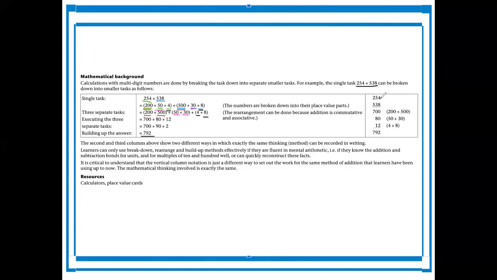So let's just go through this quickly. I'm not too sure if you guys have done long addition like this, the long method of addition. I'm sure you have at some stage, but let's just go through it anyway. So this is the long addition. It's still broken up into the 200 plus 500, the 50 plus 30, and the 4 plus 8. And then when you add those up, you'll get the same answer of 792. There's also a short method that we'll get onto later.